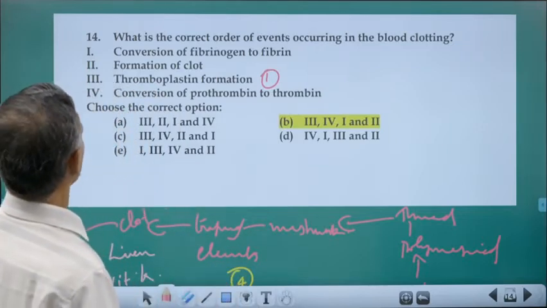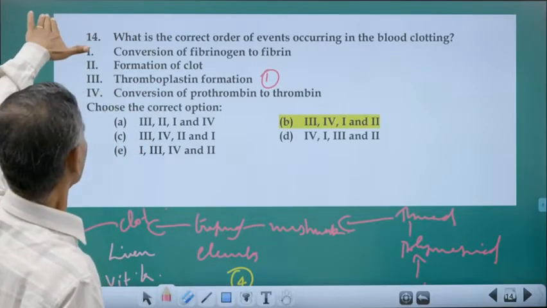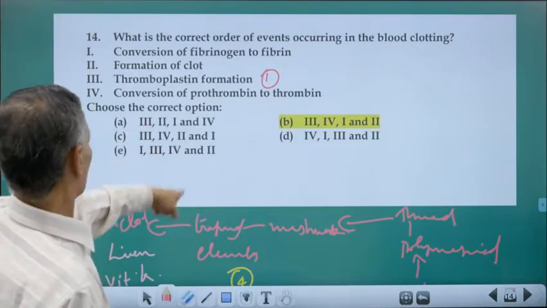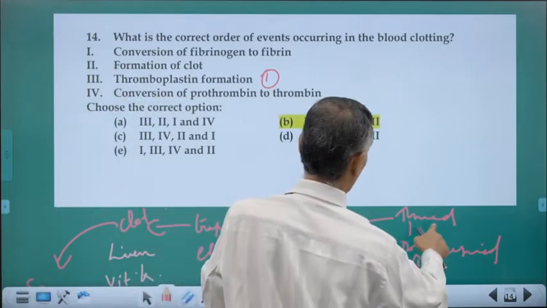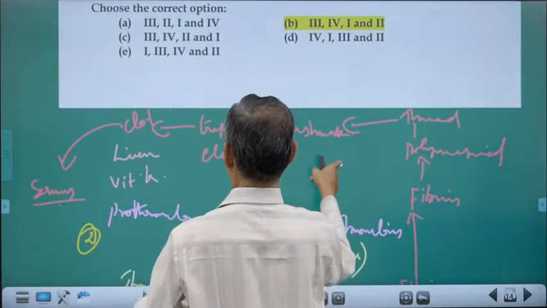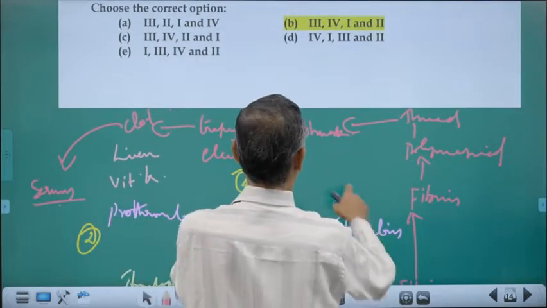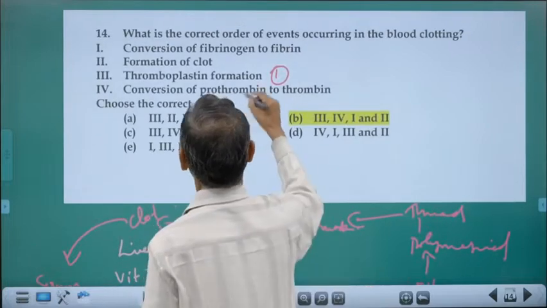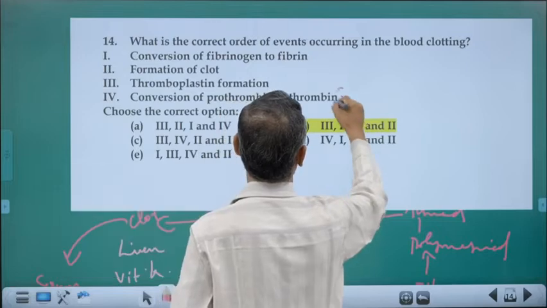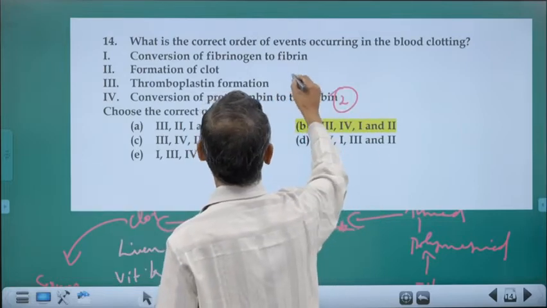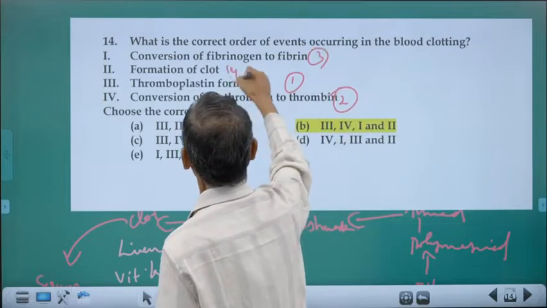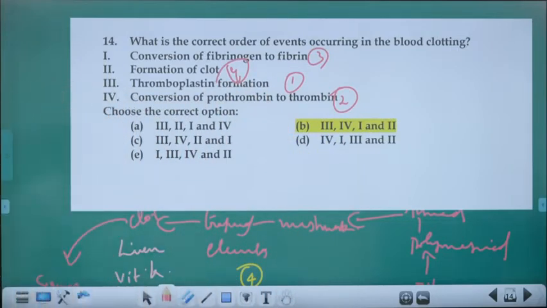Thromboplastin. Then formation of the clot at the end. Conversion of fibrinogen before that. Conversion of prothrombin to thrombin. See, prothrombin to thrombin, you can see it here. Okay, so that should be the second one. Then 3, fibrinogen to fibrin, and finally clot. That should be the order.